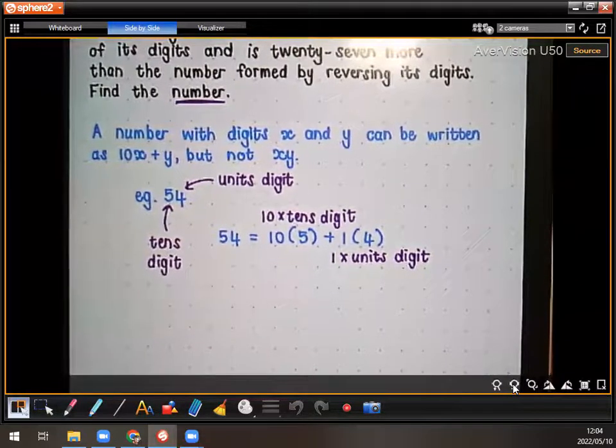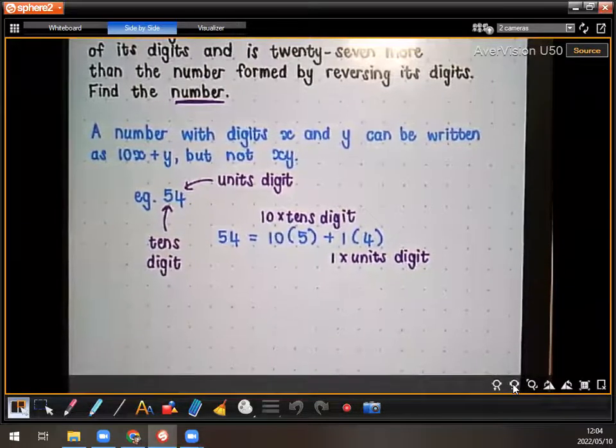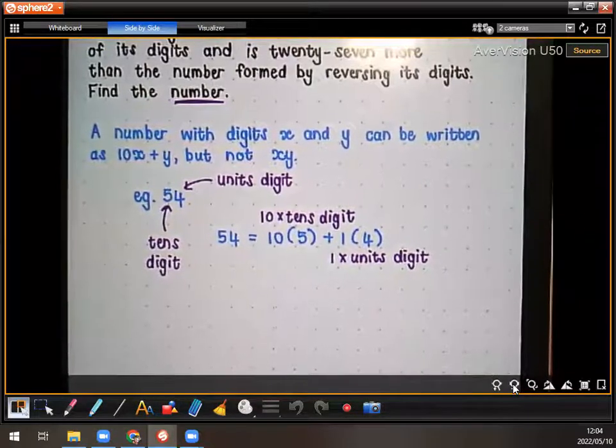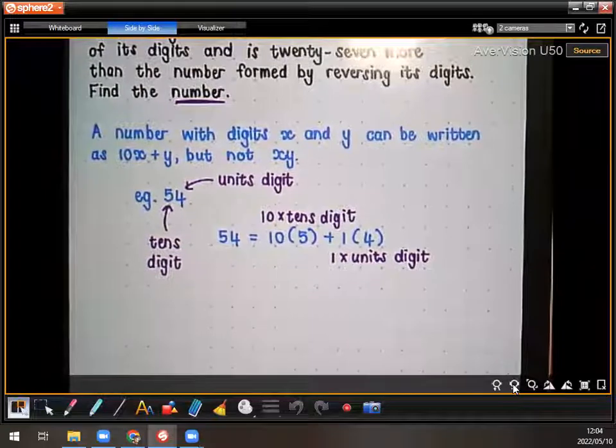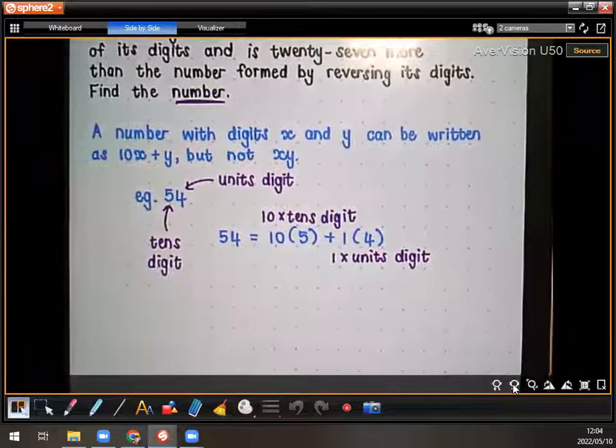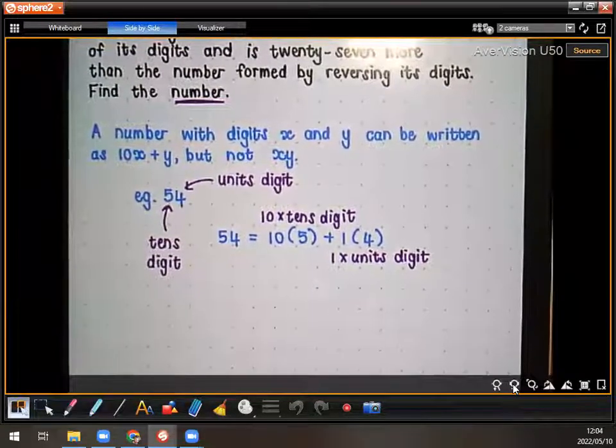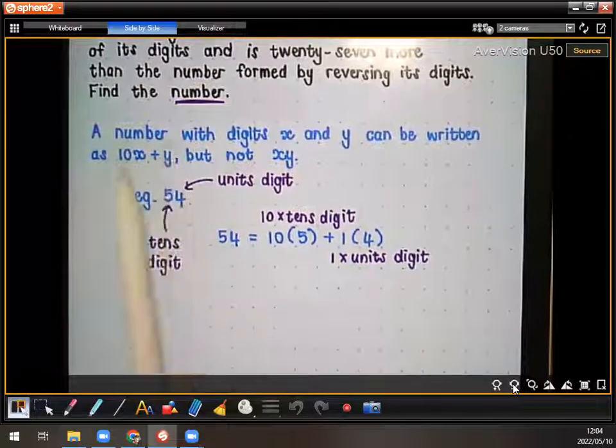The tens digit is a number that you must multiply by 10, right? That's why it's called the tens digit. The unit digit is a number that you must multiply by 1. A unit is 1, right? And when you add those two together, that will give you the actual two-digit number. So that is where the 10x plus y comes from.